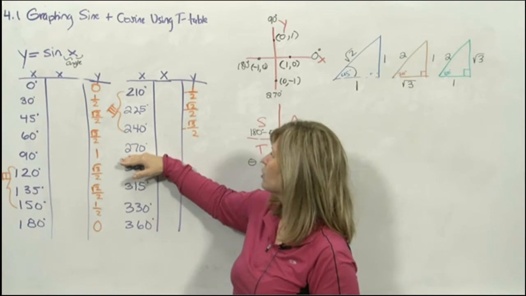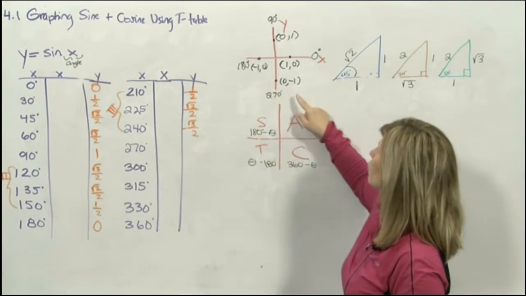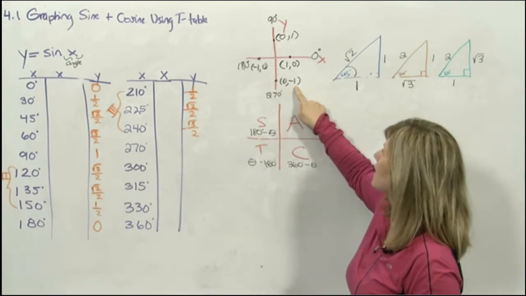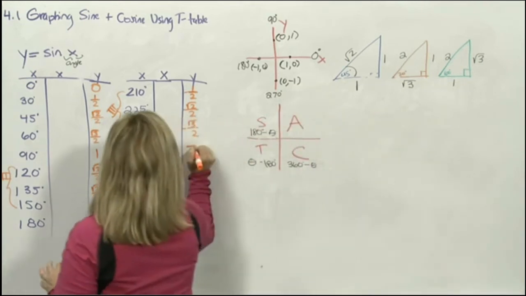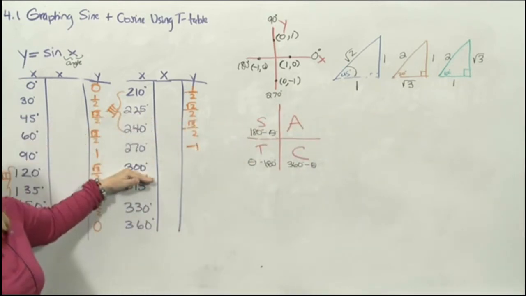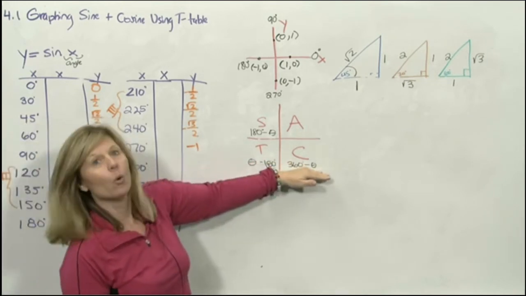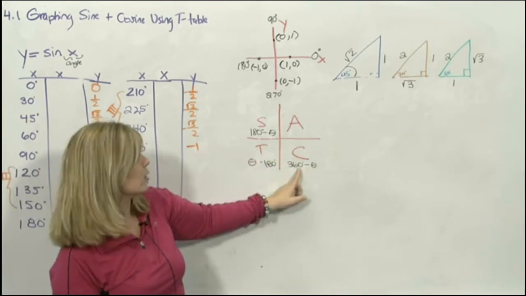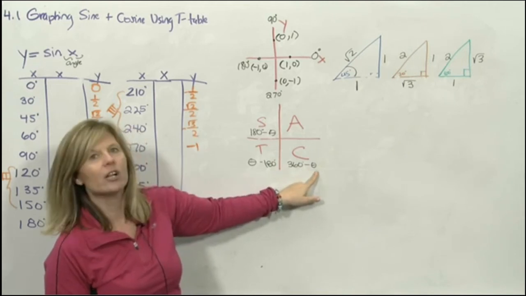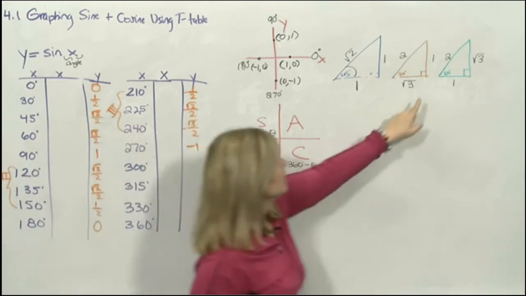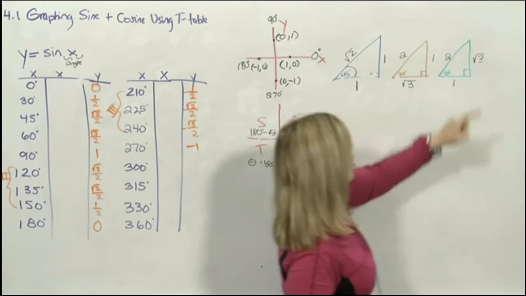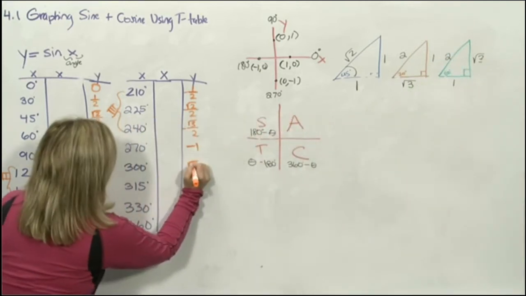I want to look up the sine of 270. That's on the unit circle. Here's 270. Sine is the y value. It's negative 1. I'm going to look up 300 degrees. Well, 300 is in quadrant 4. So what's the reference angle? 360 minus 300 would be 60. Sine of 60, y over r. Square root of 3 over 2.